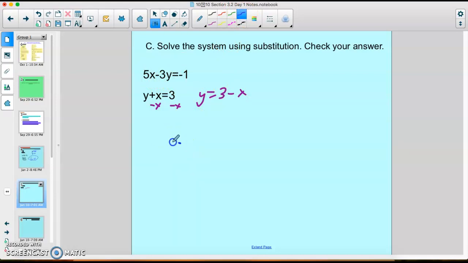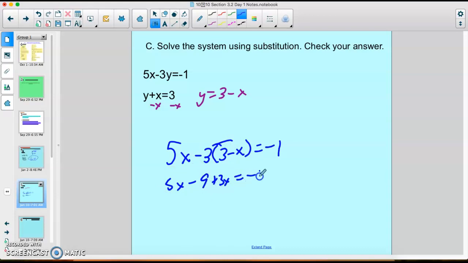So we just keep going. So 5x minus 3y. Oh, I saw a y. So I'm going to plug in 3 minus x. That all equals -1. Okay, from here we need to distribute. 5x minus 9 plus 3x equals -1. Okay, I'm going to combine my like terms, so we get 8x minus 9 equals -1. Add 9, from here is just solving an equation, so we get 8x equals 8, and so x equals 1. And that's half of our answer.